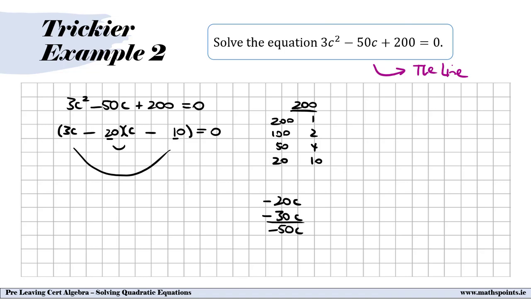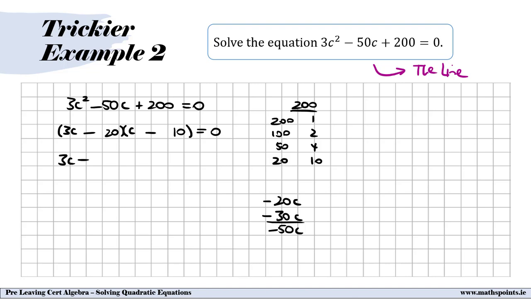Let's just check now that the signs work. 3c times c is 3c squared. Minus 20 times minus 10 is plus 200. And then minus 20c, the inner, and minus 30c, the outer, do give me minus 50c. So it won't be everyone who's able to come up with that factorization on the spot, and so you can use the minus b formula. If you came up with the factorization, it makes the question quite short.